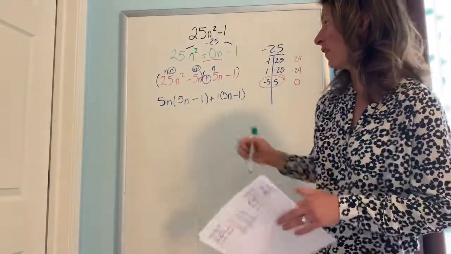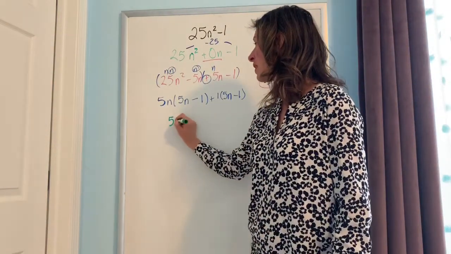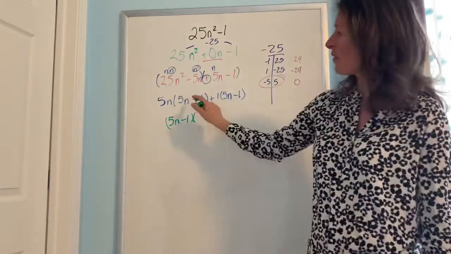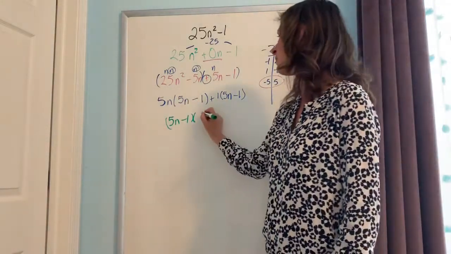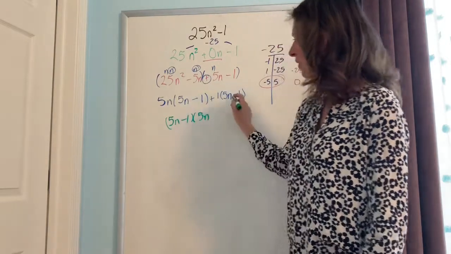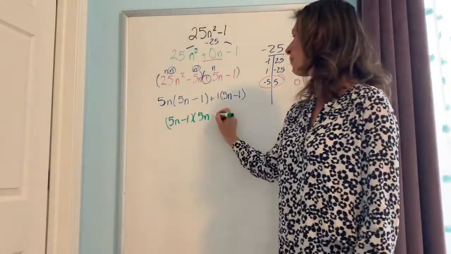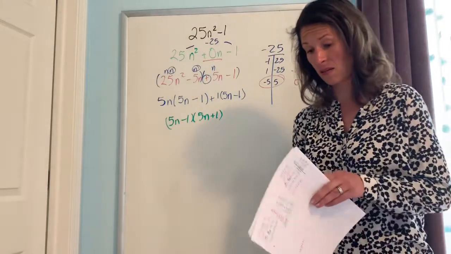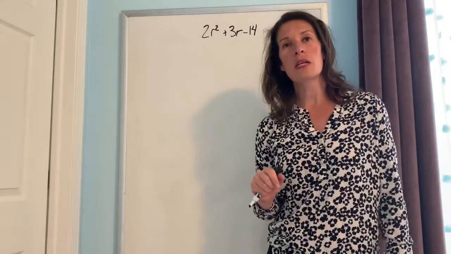So, to finish it off, I'm going to rewrite the terms inside the parentheses. This 5n minus 1 is being multiplied by 5n. And this 5n minus 1 is being multiplied by a plus 1. And that's the end. All right, let's look at number 2.